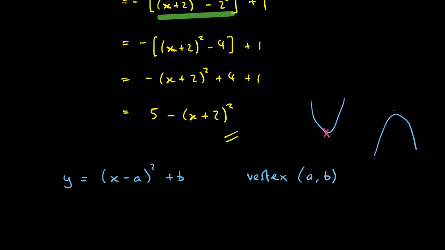It's the minimum or it's the maximum. And so the completed square form tells us where that point is. So in this particular case, what's happened? Well, we've got x minus minus 2. So the vertex is going to be at negative 2 for the x coordinate, and it's going to be at positive 5 for the y coordinate. So I can read off here that the vertex is going to be at negative 2, comma 5.